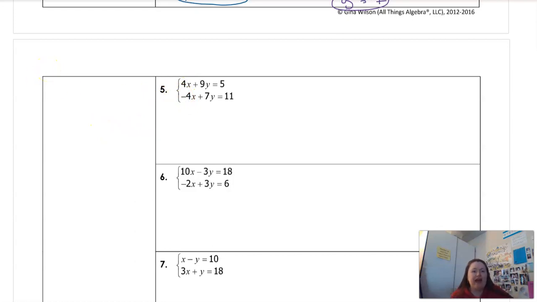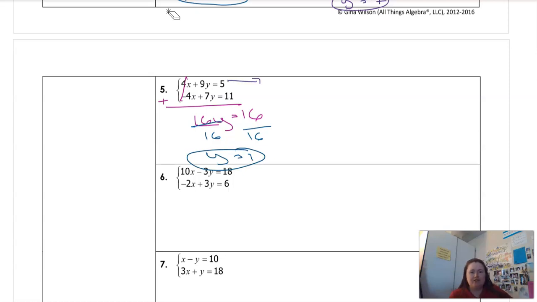So if I add these two equations, these will cancel because that'll be 0x, right? And then I can add these, which is 16y equals 16. And then divide by 16 on both sides. y is 1. Now I can take my original equation, plug 1 in for y, so I have 4x plus 9 times 1 equals 5.